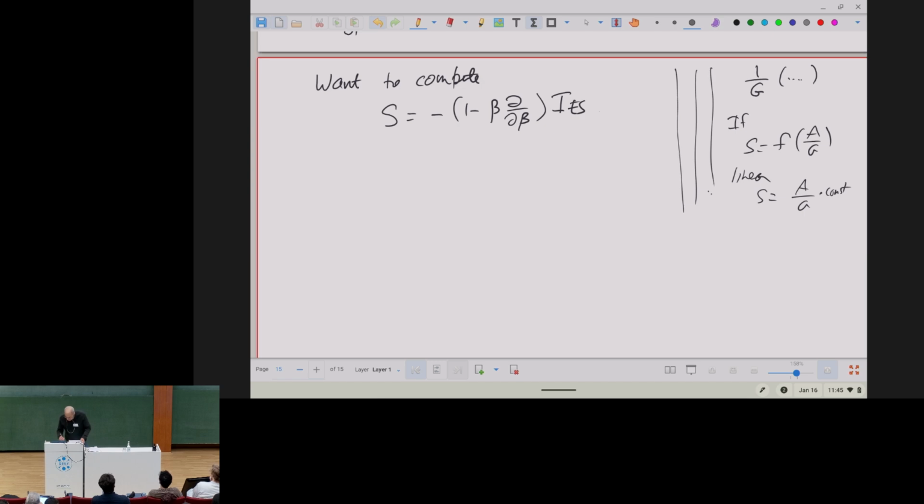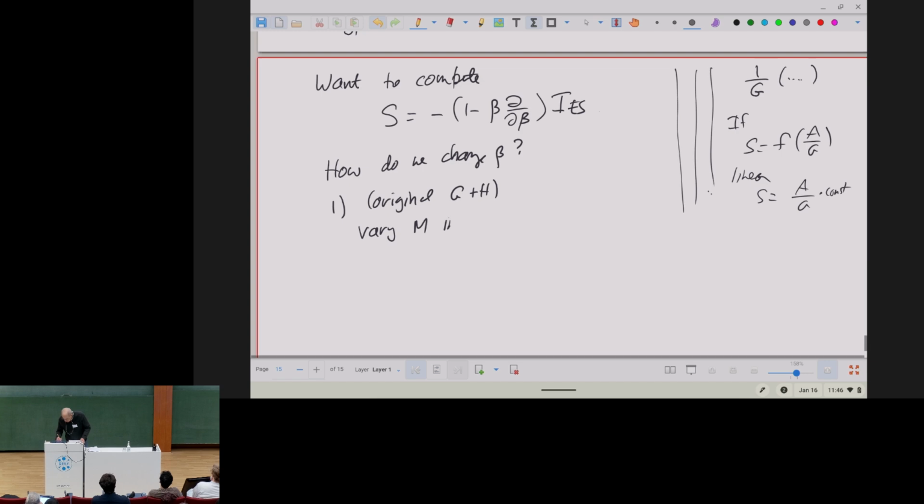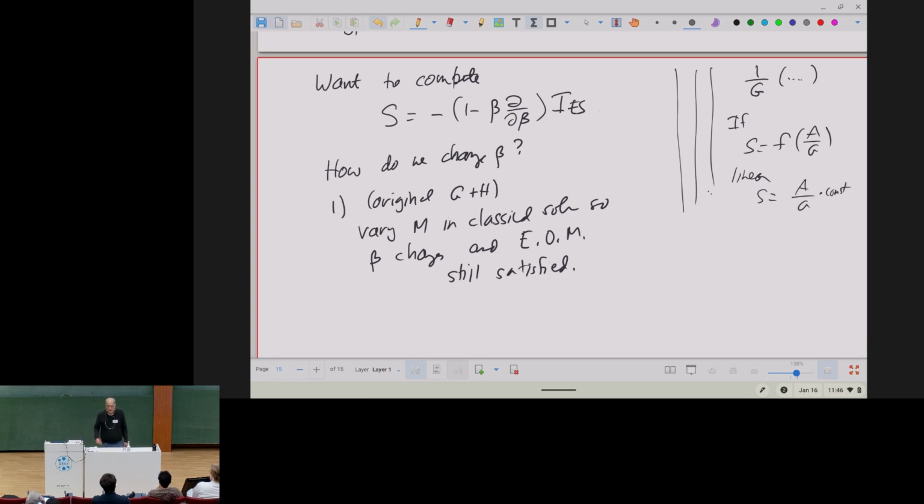But how do we change beta? Well, one thing which we can do, and this is the original procedure of Gibbons and Hawking, is vary m in the classical solution so beta changes. And the equations of motion are still satisfied. That's actually the procedure where the whole answer comes from the Gibbons-Hawking-York surface term.